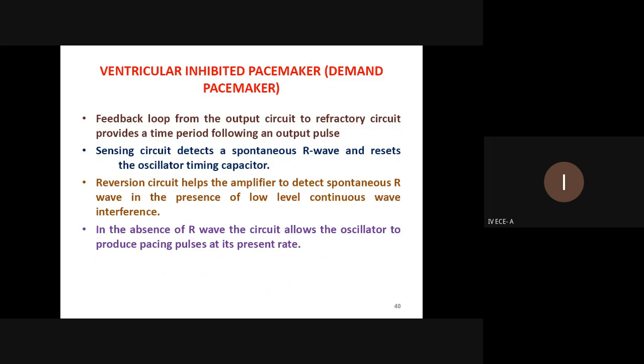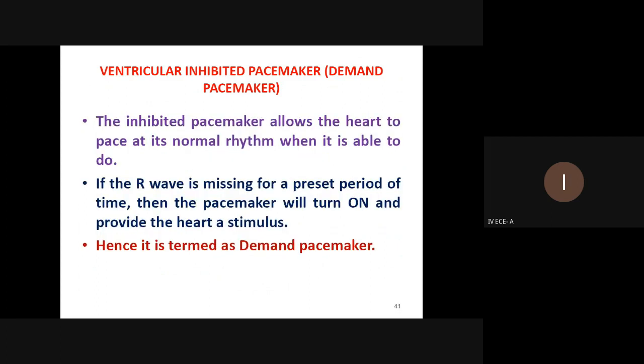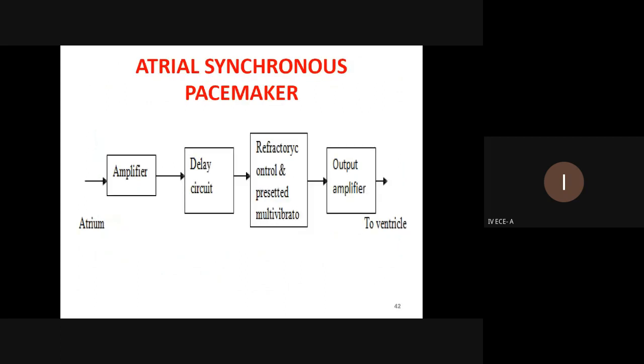Okay, so the feedback loop from the output circuit to the refractory circuit provides a timing period following an output pulse. The sensing circuit detects a spontaneous R wave and resets the oscillator timing capacitor. In the absence of an R wave, the circuit allows the oscillator to produce pacing pulses at its preset rate. That is, if the R wave is missing for a preset period of time, then the pacemaker will turn on and provide the heart a stimulus. Hence it is termed a demand pacemaker.